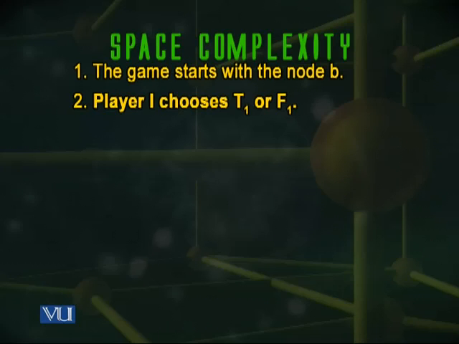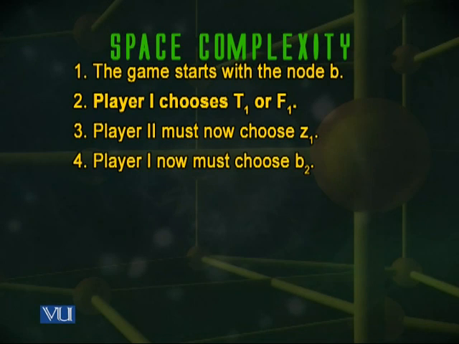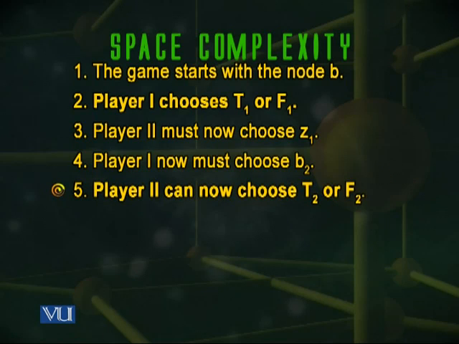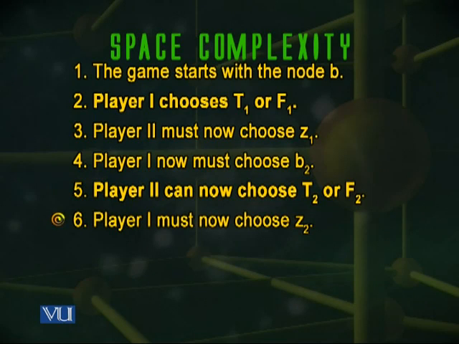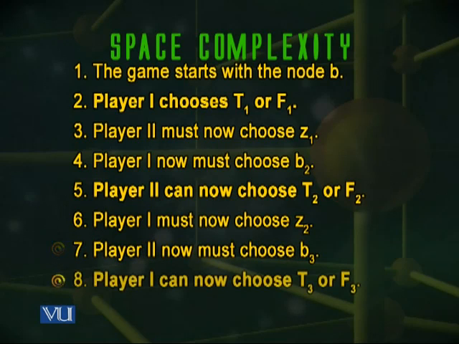Player 1 has to choose a neighbor of B, and it has only two neighbors, T1 or F1. Once you're on T1 or F1, there's only one outgoing edge, so player 2's move is forced, and he has to choose Z1. From there, once again, there is only one outgoing edge, so player 1's move is forced, and he can only choose B2. Now it's player 2's turn, and he can choose T2 or F2. Player 1's next move is forced again, and he has to go to Z2. Player 2's next move is forced again, he has to go to B3. And now player 1 can choose T3 or F3.